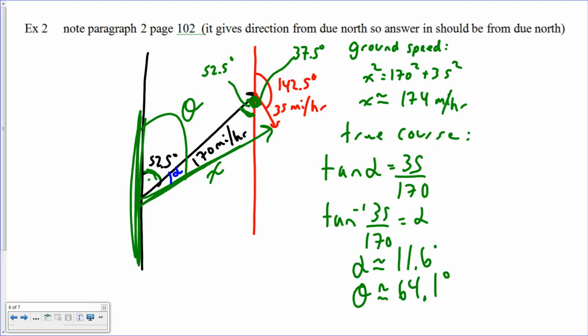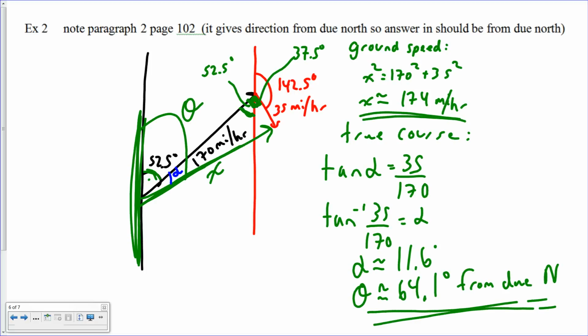And again, I'm looking back in the directions because it was a long time ago. How is this labeled? Heading or bearing? Look, from due north or bearing? What it's saying is it's going from due north. So that means I want this answer to be from due north. Now I get that is what it is, and I can stop at this point. From due north. Two answers: ground speed and your true course.